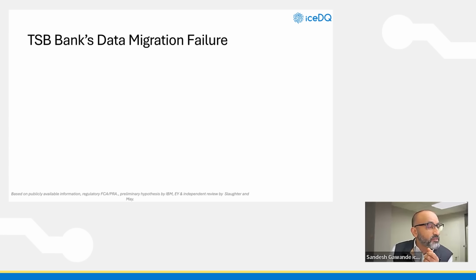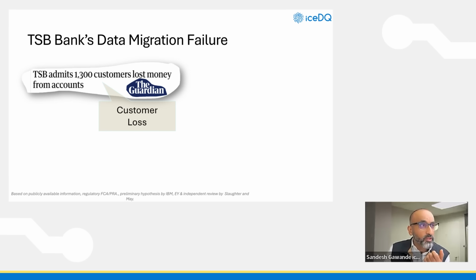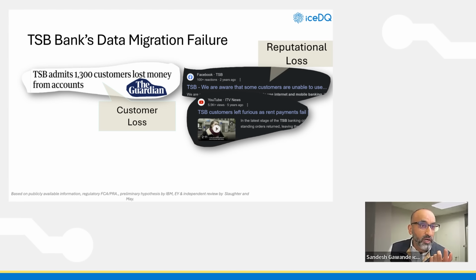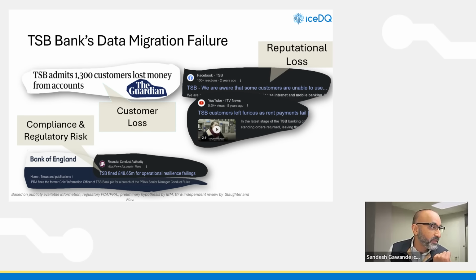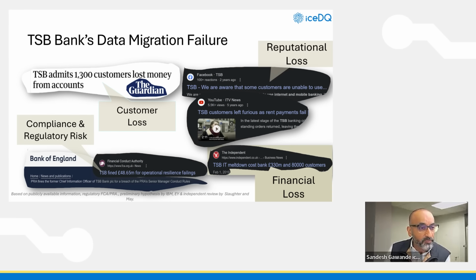Let's start with a case study, and this is about the TSB Bank. Sometime 2 years back, the TSB Bank project, there was a data migration project, and it failed. The reason it failed, we're going to analyze. But basically what happened is 1,300 customers lost their money from their accounts. There were a lot of fines they had to pay. It was published on Facebook. They were fined by the compliance and regulatory agency like the Bank of England. A lot of things happened, and it cost them like 330 million pounds, or maybe the total expense lost is about $1 billion.